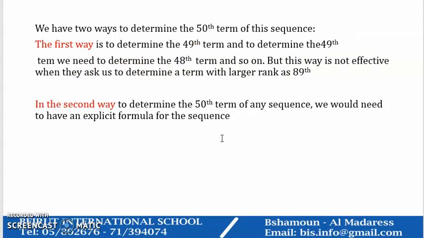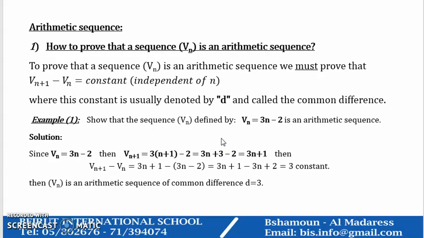We have two ways to determine the 50th term of the sequence. As I said, the first way is to determine all the preceding terms, which is hard to do or takes a lot of time, and we don't have too much time in this case. The second way is to determine the 50th term of any sequence. We would need to have an explicit formula for the sequence. I need to have u_n in terms of n, as f of x in terms of x.